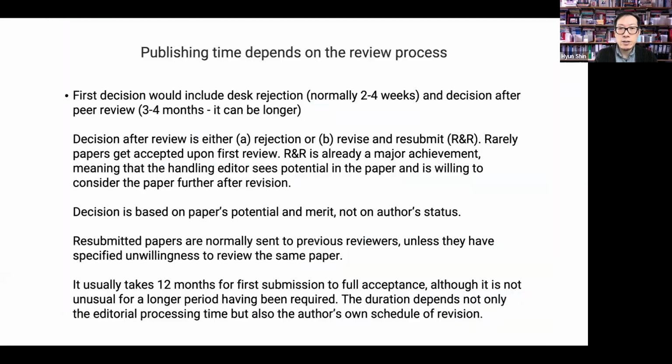And it does take several weeks and months for peer review to be completed. So normally you may expect to hear from the journal editors within about 2 to 4 weeks when it comes to desk rejection, the initial screening process. The peer review process may usually take 3 to 4 months, but it can also take 6 months.